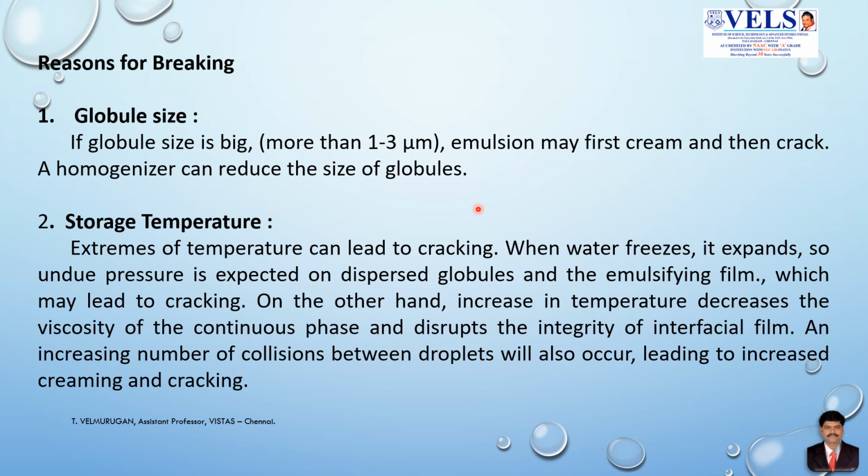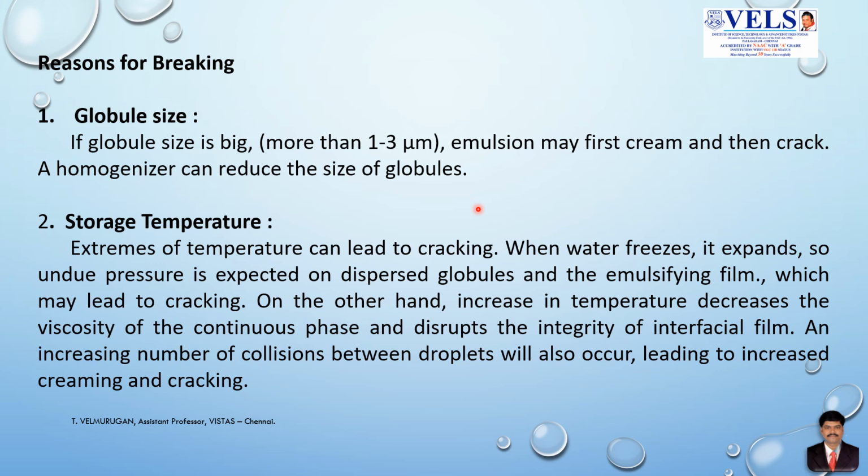A homogenizer can reduce the size of the globules. We can use it. Then storage temperature. That's very important for the breaking of the emulsion. Extreme temperature can lead to cracking or breaking of the emulsion. When water freezes, it expands, so undue pressure is expected on dispersed globules and the emulsifying film, which may lead to cracking.